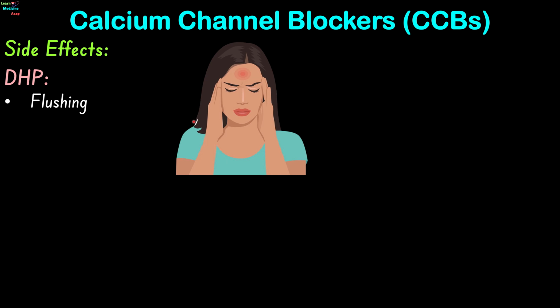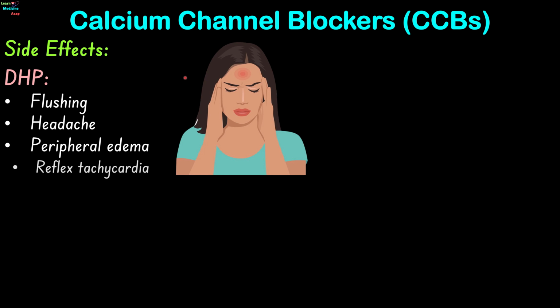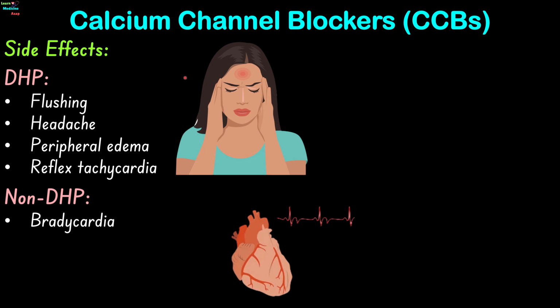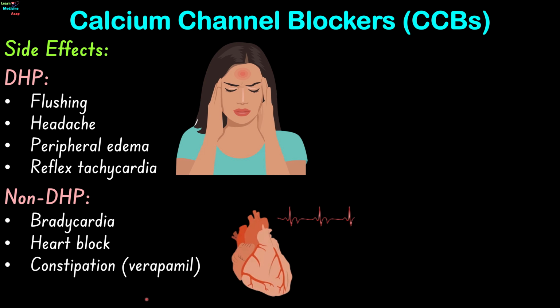Dihydropyridines commonly cause flushing, headache, and peripheral edema, which happens because of fluid redistribution rather than fluid retention. They can also cause reflex tachycardia. Non-dihydropyridines, on the other hand, are more likely to cause bradycardia, heart block, and constipation, which is especially common with Verapamil, and they should be avoided in patients with heart failure with reduced ejection fraction.